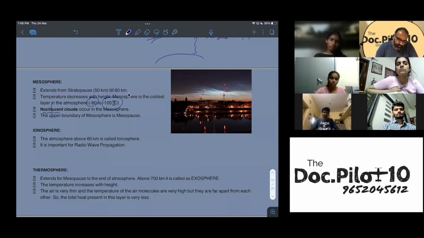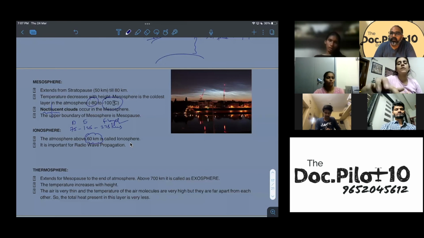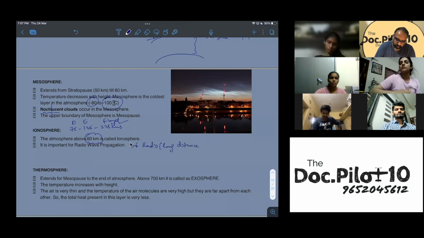So the ionosphere: according to your textbook, it is 60 kilometers, but the same Oxford gives in navigation the ionosphere from 75 to 225 kilometers. Okay, D layer, E layer, and F layer. So if you get ionosphere at 60 kilometers in a meteorology exam, that is the correct option, because knowledge is different, passing exams is completely different. We'll prepare for both. Next, the ionosphere is important for radio wave propagation. Which radio wave? High frequency radio waves, for long distance communications.